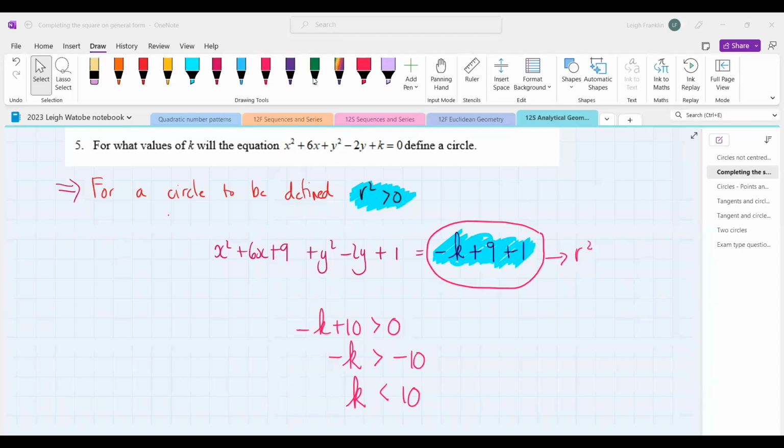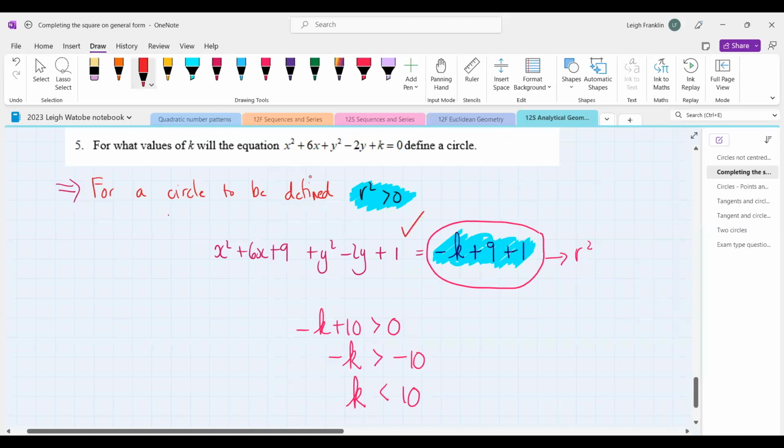I would say the key points in this question are definitely completing the square, getting your minus k plus 9 plus 1, then taking that and making it greater than 0, and then getting your answer. So I would say that something like this would be out of 4 marks.